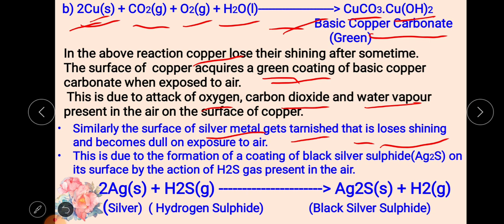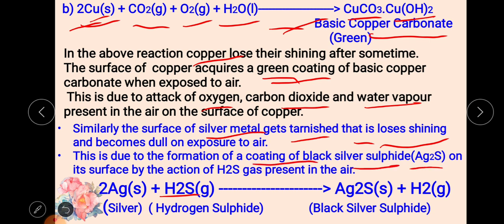Even in our body, some sulfur is released, and when that sulfur combines with hydrogen, it forms hydrogen sulfide. So when silver reacts with hydrogen sulfide from the body, it changes to black color. If you keep silver vessels or silver articles for a long time, they turn black. This black color is due to the formation of black silver sulfide.